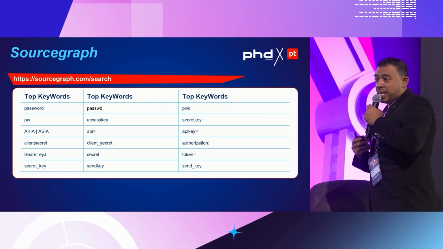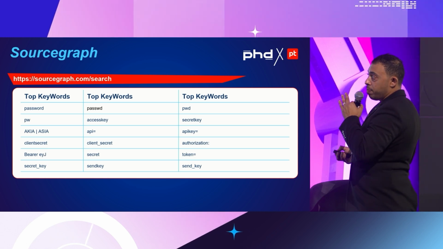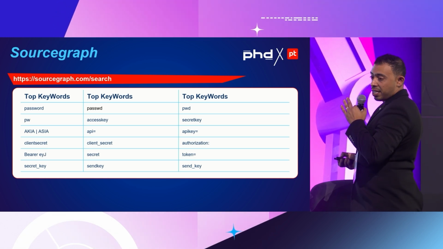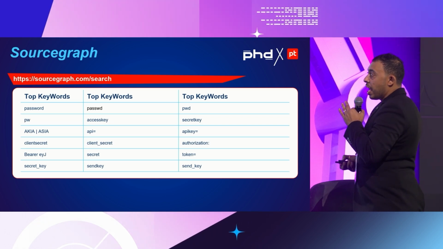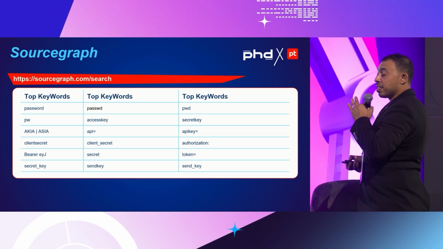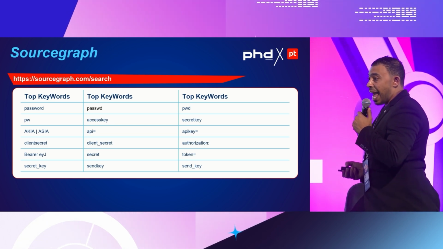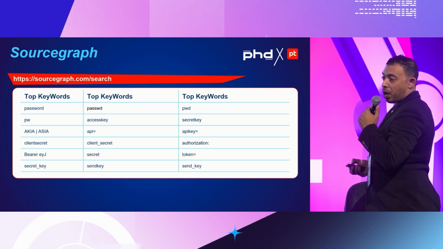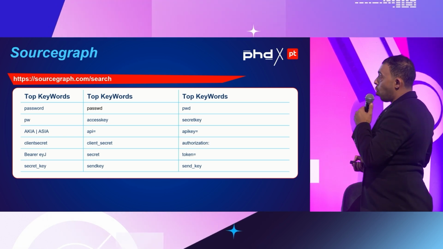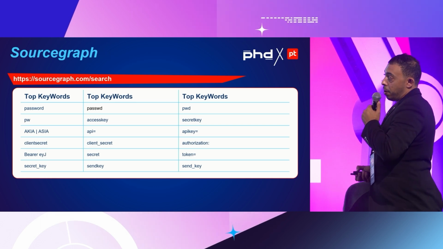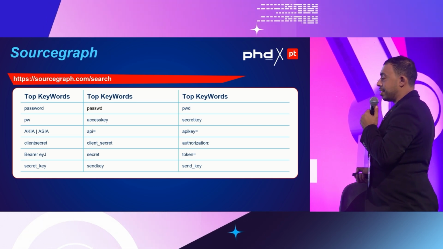Now the top keywords for looking for sensitive data: password, passwd, pwd, pw, access key for AWS credentials, secret key, the same thing. AKIA, ASIA, it's the start of an AWS access key. API equal API key, client secret or client underscore secret, authorization, bearer, eyJ, secret token, secret underscore key, send underscore key.